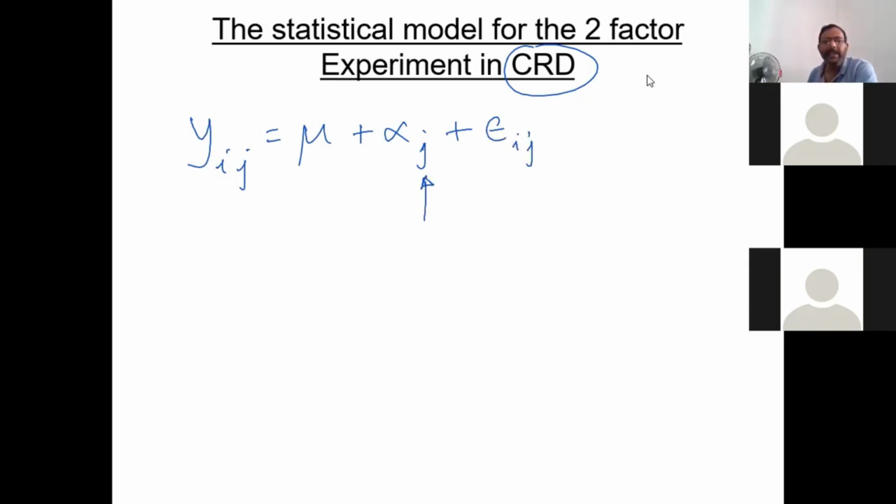So why did you say j, Balasuri? Normally we use i here. The reason is that here i goes from 1, 2, up to t. T is the number of treatments.